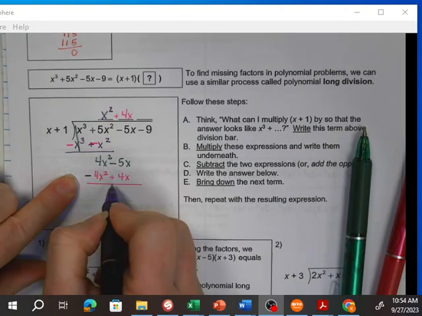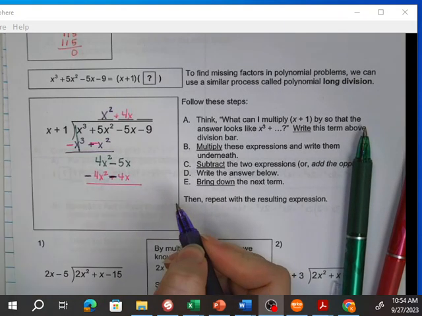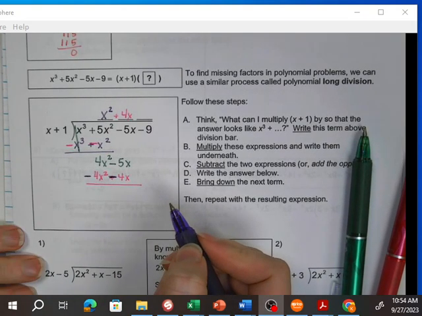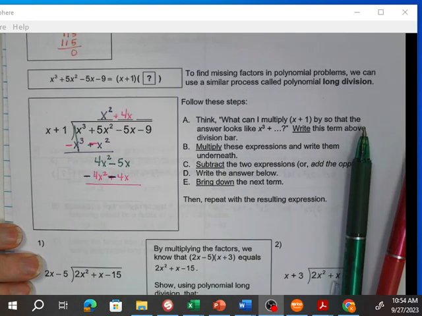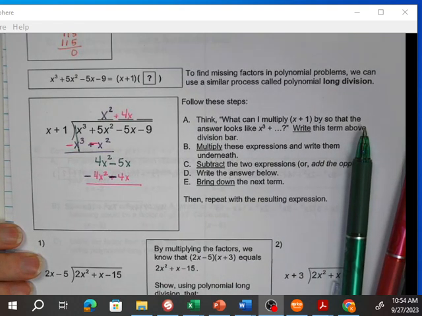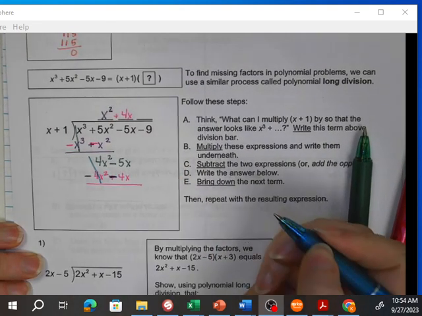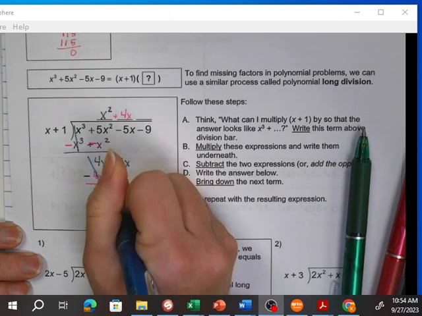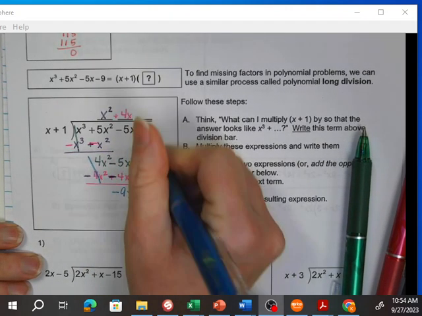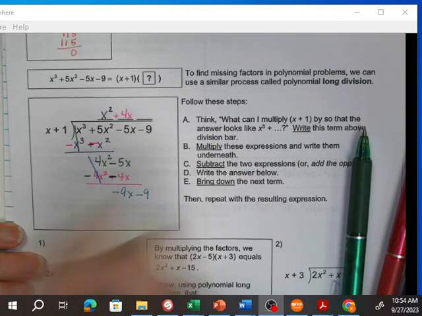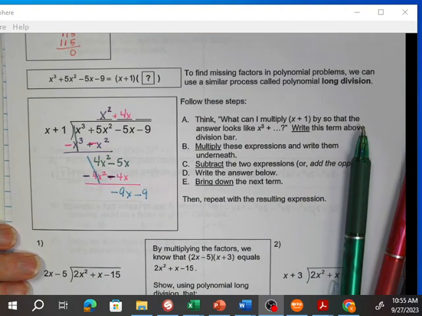So I'm going to make it negative 4x, and negative 4x squared and negative 4x. That way I can add straight down. When I add straight down, my negative 4x squareds cancel. Negative 5x and negative 4x is negative 9x. And I bring down my minus 9. And you do the whole thing over again.